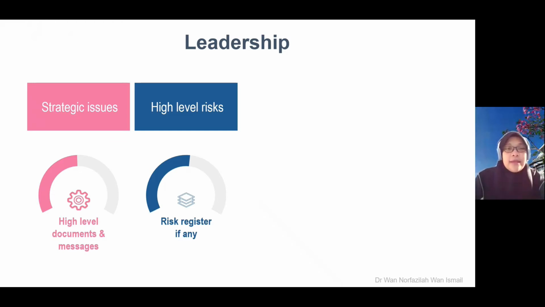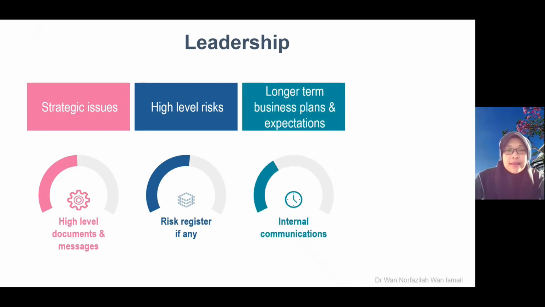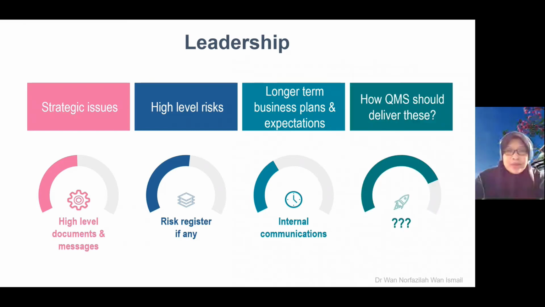That's why a leader needs to look at the strategic issues. And then a leader also needs to look at the risk, high level risk. Okay, and then if you have any risk, you need to register those risks. Okay, and then you need to have longer term business plans and expectations. Okay, and also how this quality management system is delivered, not only to your customer, also your employee.